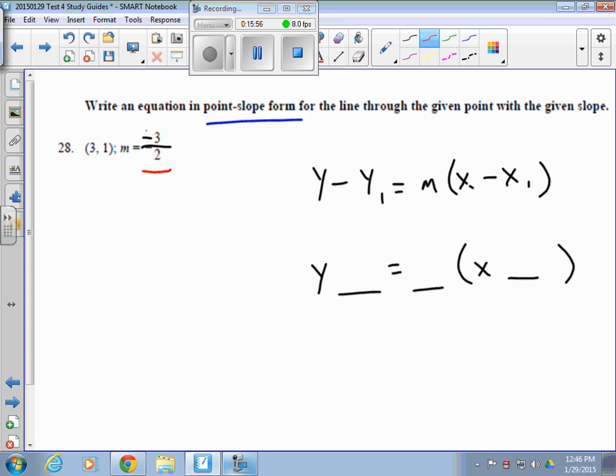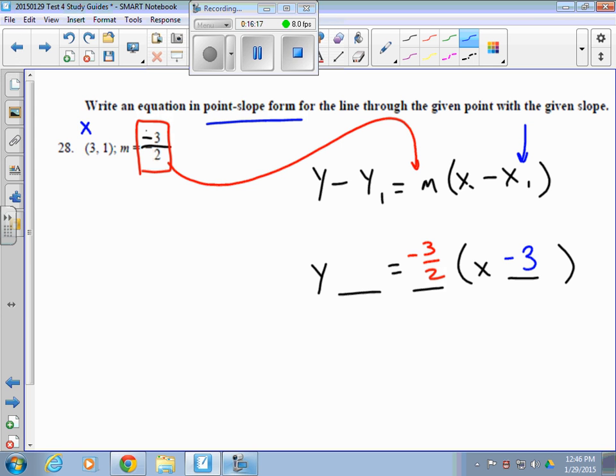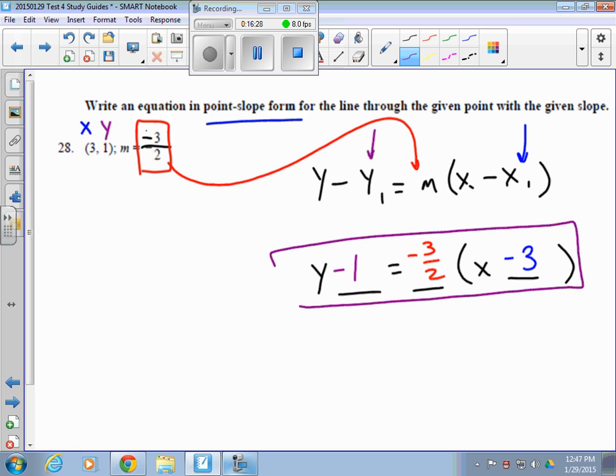This is your m, whatever this says. That's going to go right there in place of your m. -3/2. Remember with your x and y sub 1 values, it's going to be the opposite of what it says. This right here, x sub 1 says 3. In place of x sub 1, you're going to put it in as -3. Whatever it says, you put the opposite. This one right here says, for the y sub 1 says 1. In place of y sub 1, you're going to put it in as -1. Point slope form, y minus 1 equals -3/2 times x minus 3.